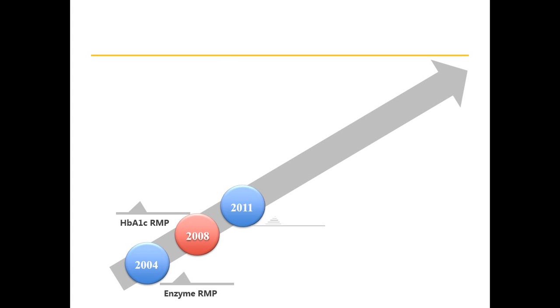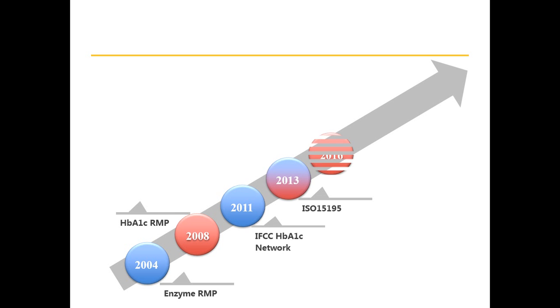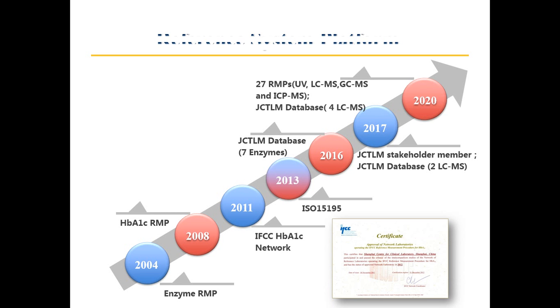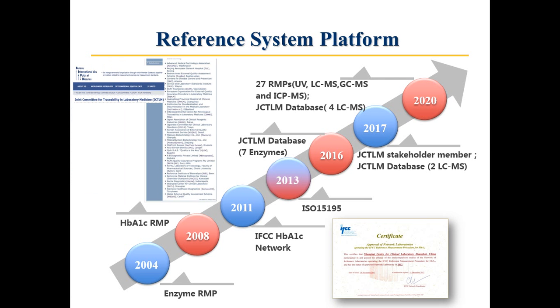Under JCTLM's efforts, concept of traceability goes further. Reference systems keep establishing and improving, which make it possible to use reference value instead of consensus value. As PT provider, our center started the establishment of enzyme and HbA1c IFCC reference method in 2004 and 2008 respectively. In 2011, we joined the IFCC HbA1c network as the first one in China.